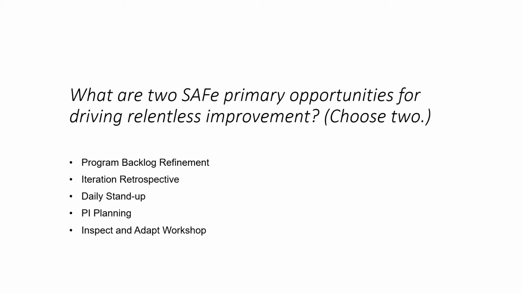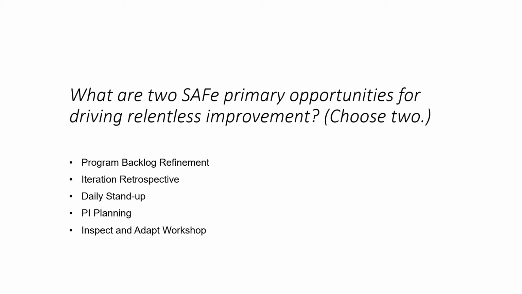What are two SAFe primary opportunities for driving relentless improvement? Choose two. So here, if you look at the question carefully, it is talking about improvement, right? And when we talk about improvement, what terms do you see quickly here? So I think if you look at the options, improvement is mainly related to retrospective.